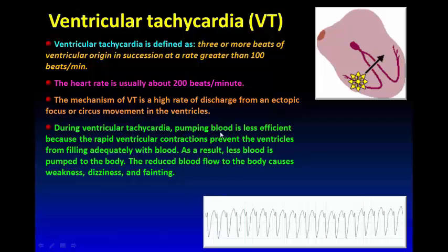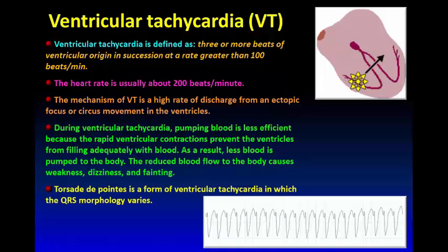During ventricular tachycardia, pumping of the blood is less efficient because the rapid ventricular contractions prevent the ventricles from being adequately filled with blood during diastole, because the diastolic period would have been greatly shortened. As a result, less blood is pumped to the body, and the reduced blood flow to the body causes weakness, dizziness, fainting. Here we have an ECG strip showing ventricular tachycardia.